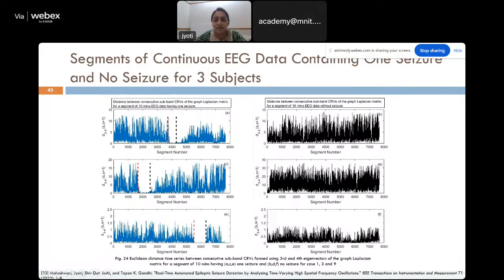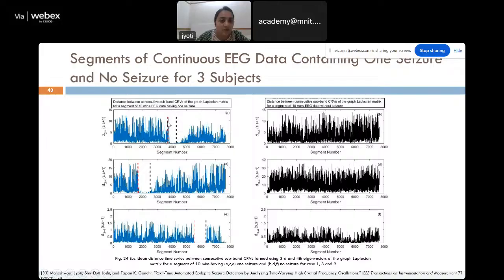The right side black figure shows the distance between consecutive subband CRVs when the person was not having any seizure in that period. So without seizure, we cannot see any sharp transition here. But on the left side, in blue, there are three different subjects' data. Here we can see that when there is no seizure onset, the distance continuously has some value. But as soon as the red line shows the seizure onset, and the black line shows when the seizure was over.